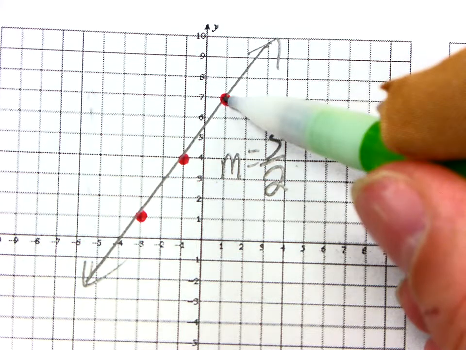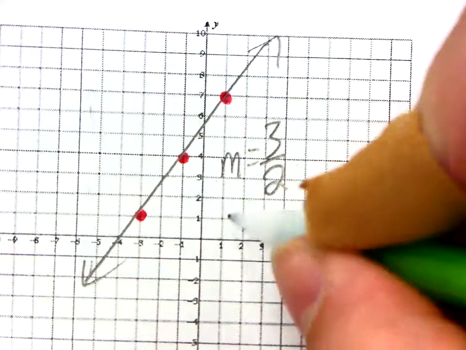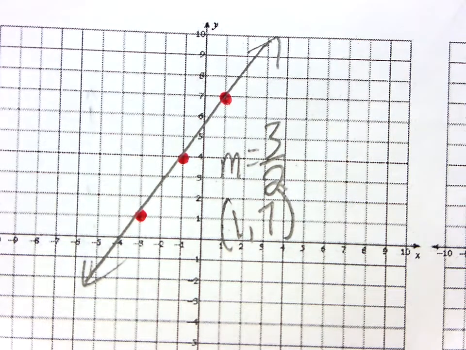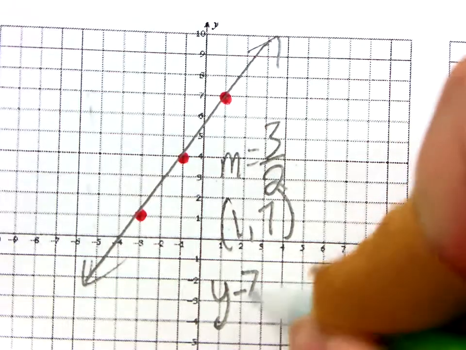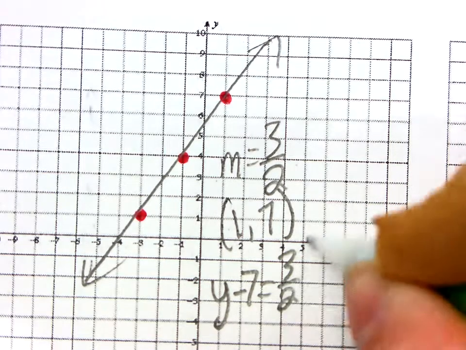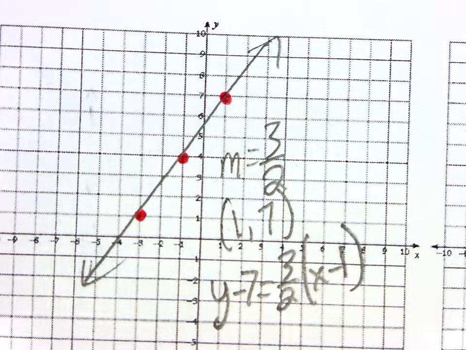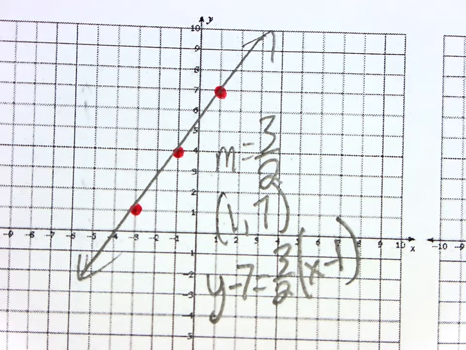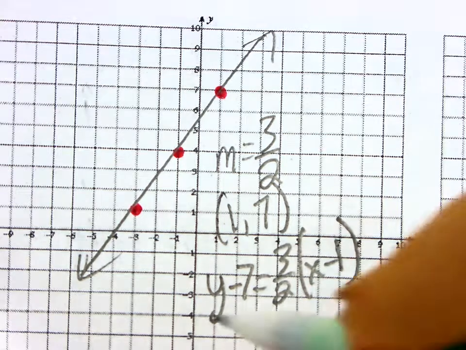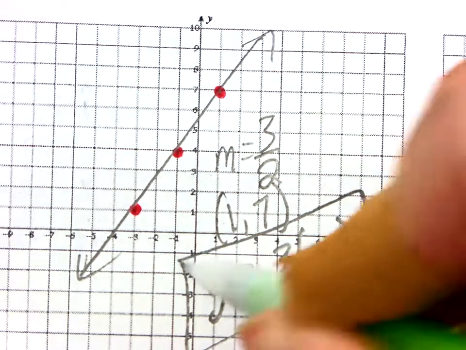I'd probably pick (1, 7), just because the 1 is small and they're both positive. So now I have a point and a slope, and you guys know what to do. I'm just going to do y minus 7 equals 3/2 times x minus 1. I didn't even tell you that your final equation had to be in any given form. So if I don't say, you're done. You don't have to go any further.